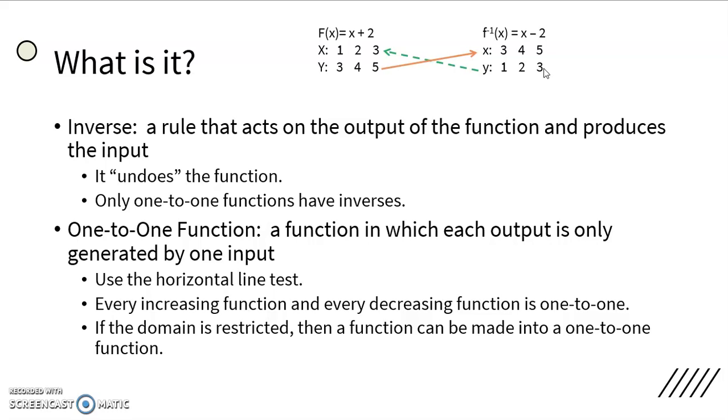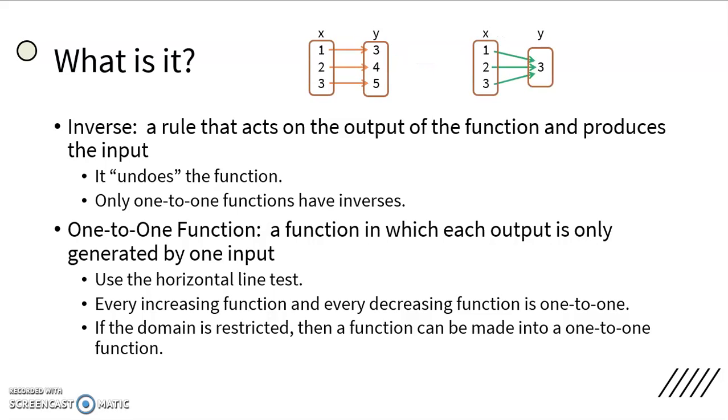Now, this only works if a function is one-to-one. And that means that this is going to be a function where each output is only generated by one input. So let me show you what that means. I have two mapping diagrams here. In the first one, this function is one-to-one because each x value goes to a very specific y value, and each y value goes to a specific x value. If I tell you that y is 4, you can tell me that the x value was 2.